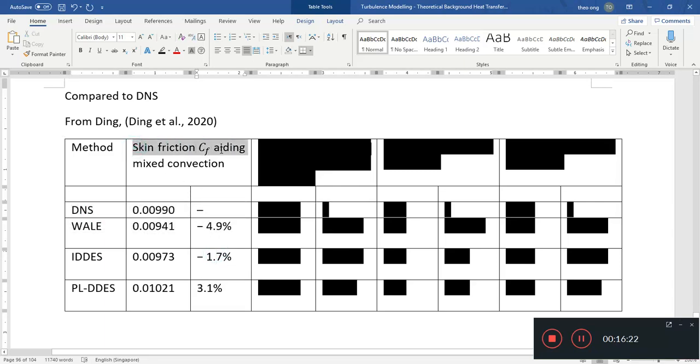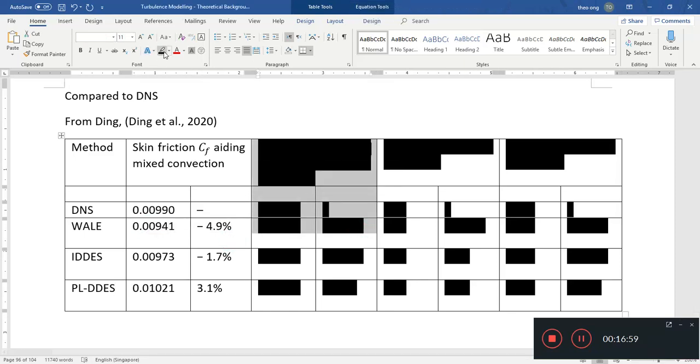Skin friction in aiding mixed convection, for DNS it's about this value, 0.0099, and for the Whale model we underpredict Cf by 4.9%. IDDES is better, about 1.7%, so this is a very good agreement. If you remember, IDDES is the hybrid between RANS and LES. But anyway, this is how the Whale model functions.